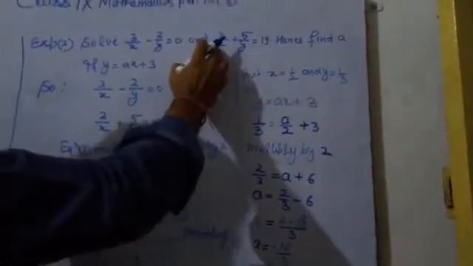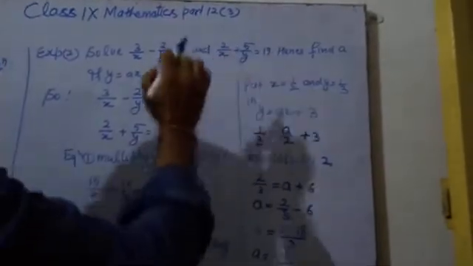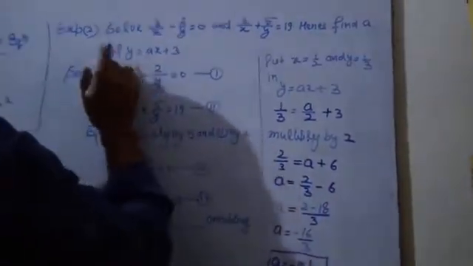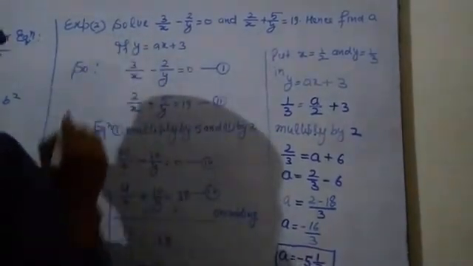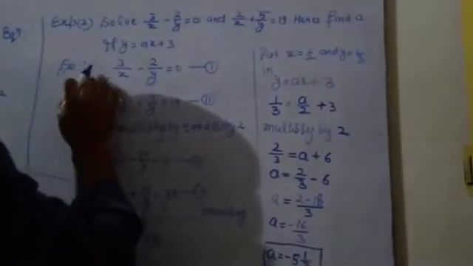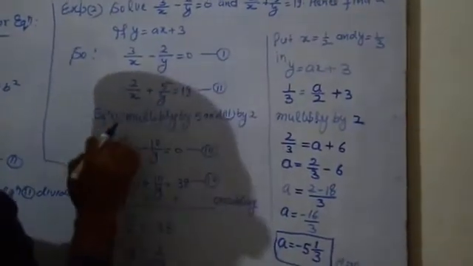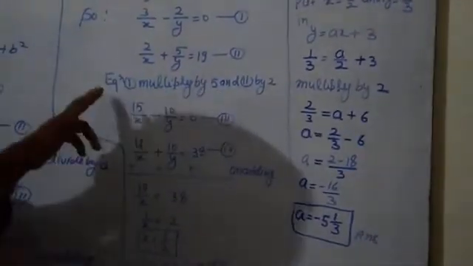Now come on to example 2. Solve 3 by x minus 2 by y equal to 0 and 2 upon x plus 5 by y equal to 19. Hence find a if y equal to ax plus 3. Solution: 3 by x minus 2 by y equal to 0, equation 1. 2 by x plus 5 by y equal to 19, equation 2.